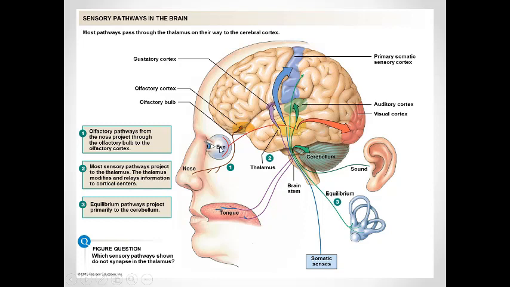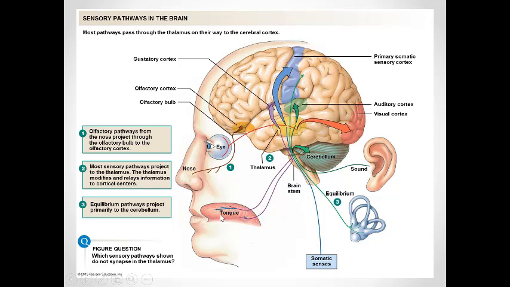Most sensory information from your eye is going to be transferred to the thalamus, and the thalamus modifies and relays information to the visual cortex area. Then the equilibrium pathways from your ear come into the thalamus, and go to your somatic sensory area. Sound from the ear goes into the thalamus, and then it goes to the auditory cortex.